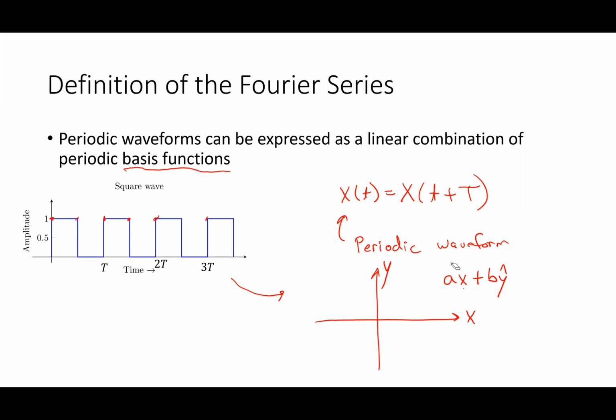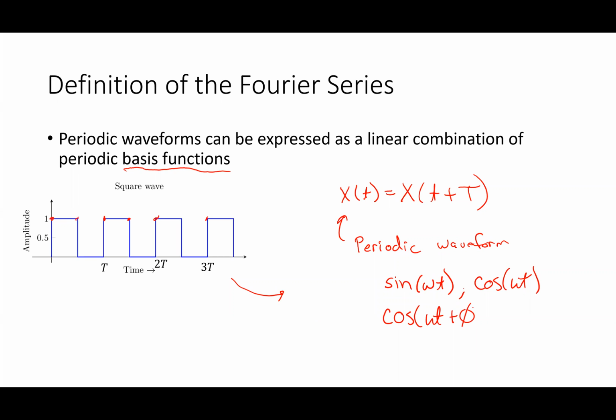All right, in this case, when I say that this guy can be written as a linear combination of periodic basis functions, that means that I can write this guy as a combination of some form of sine and cosine at the same frequency. So let me do it this way: some form of sine and cosine, some form of cosine omega t plus a shift. And to stay consistent with the book, I'm going to put it as theta.